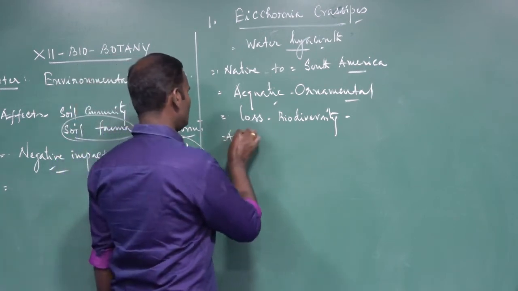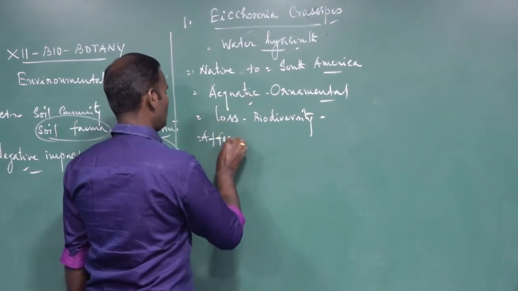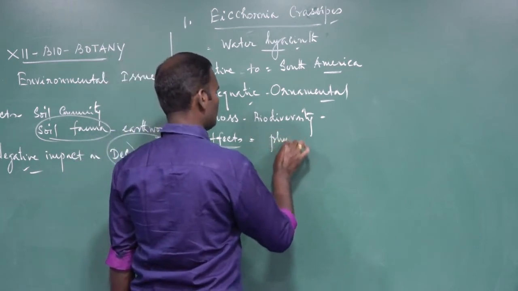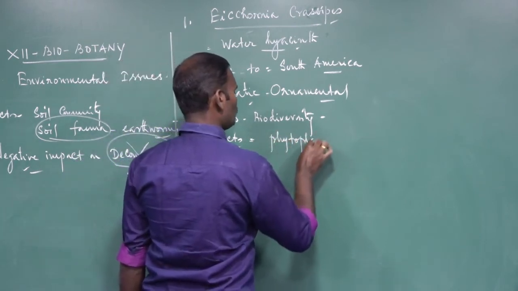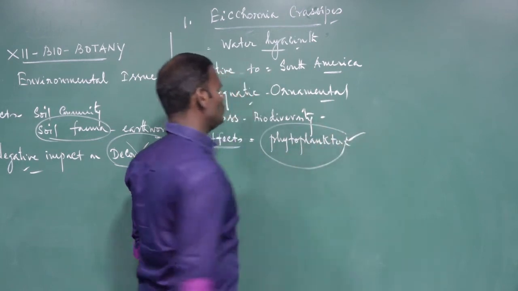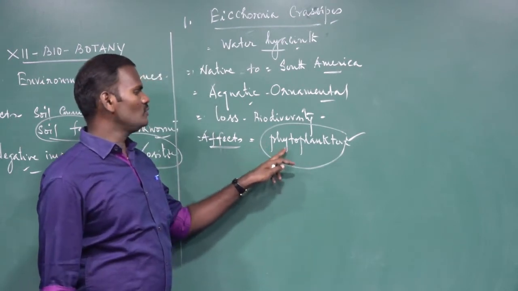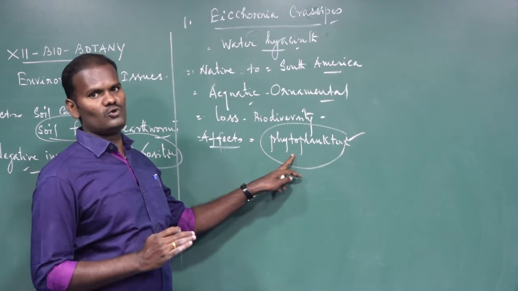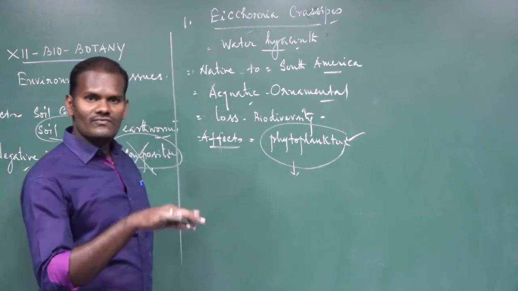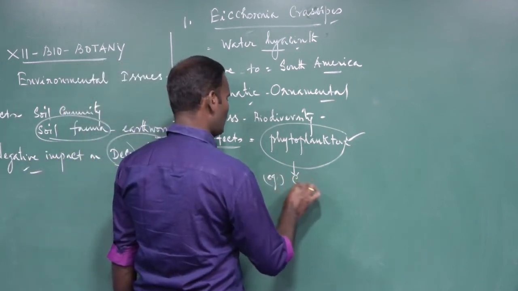It also affects the phytoplankton. These invasive species affect the production or formation of phytoplankton. Then what do you mean by phytoplankton? It is a microscopic algae. They are freely floating in the water bodies. For example, Chlamydomonas.